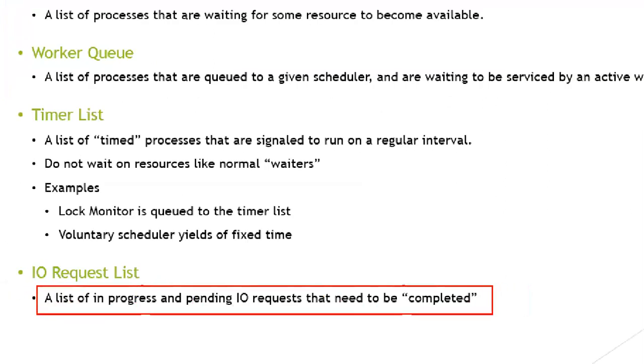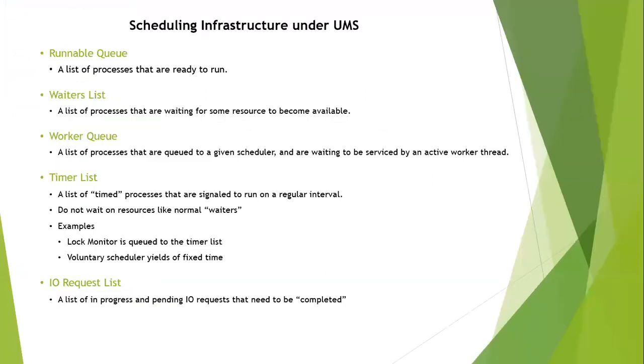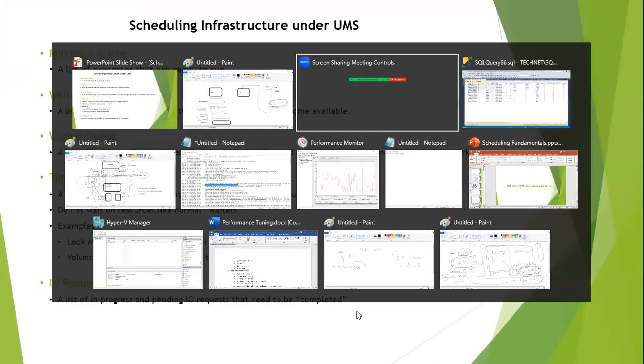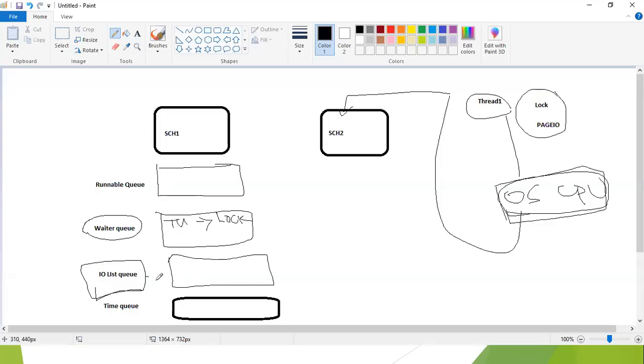Let's say, for example, we are doing some IO, input output. If we are doing any IO request, that will also be waiting in one queue. That has its own IO queue, IO list. It will be waiting on this thread.